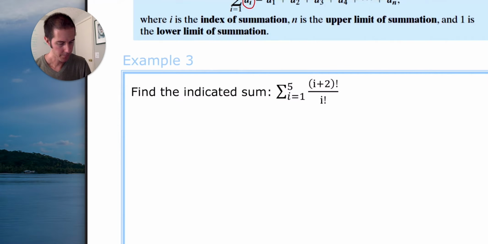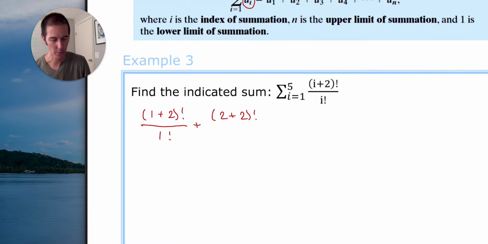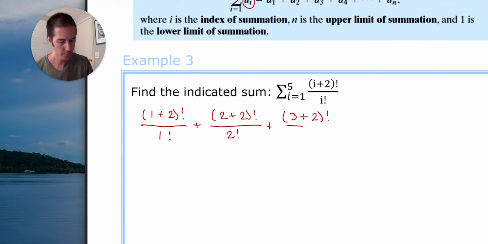Our first term, we're going to have to take a 1 and plug it into the numerator and denominator. So we're going to have 1 plus 2 factorial over 1 factorial. Plus, now let's plug in an I value of 2. So we'll have 2 plus 2 factorial over 2 factorial. And then we'll plug in the I value of 3, and then 4, and then 5. A little tedious, but that is what the question and the process require. So I will hang with you while we write that out.